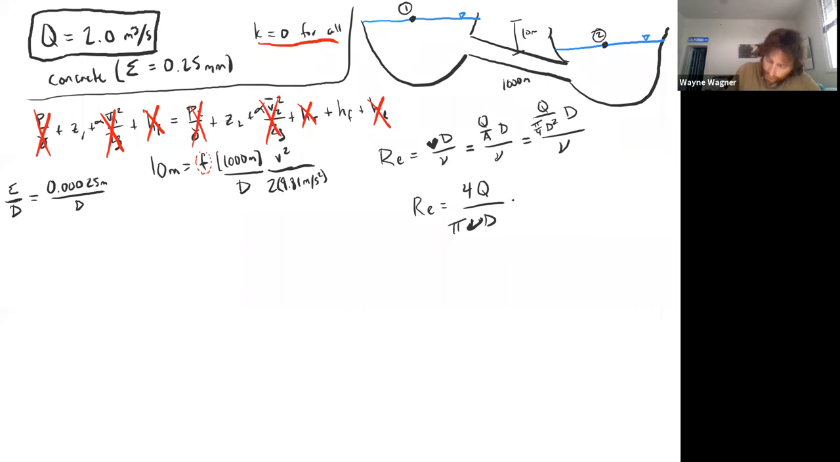So let's go ahead and make this equation easy to solve by doing 4 times Q, which in this case is 2.0 cubic meters per second, divided by pi. Nu is for water, so I think it's 10 to the minus 5 meters squared per second. Should probably look that up real quick. By the way, if you don't have a good place to look up the viscosity of water, I recommend the Engineering Toolbox.